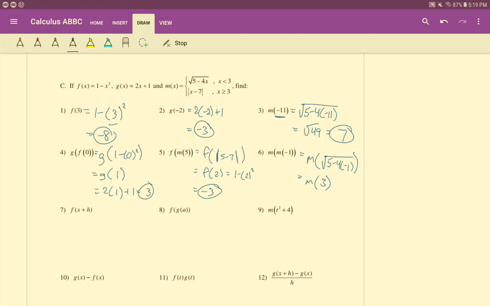And then m of 3, ooh, which one do we plug 3 into? The bottom one, because 3 is equal to 3, right? And so we're just going to plug in the bottom one there. So it'll be absolute value of 3 minus 7, which will be positive 4.